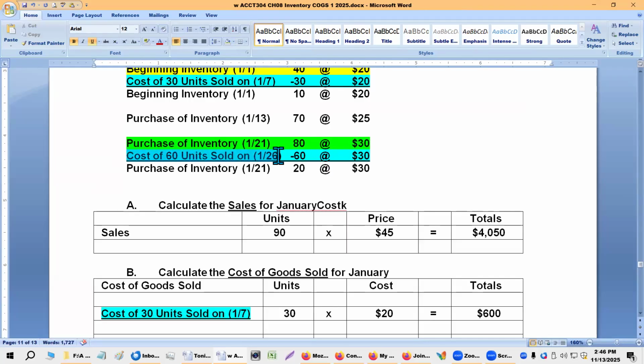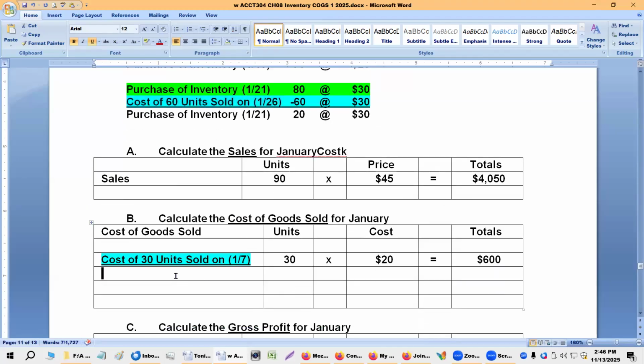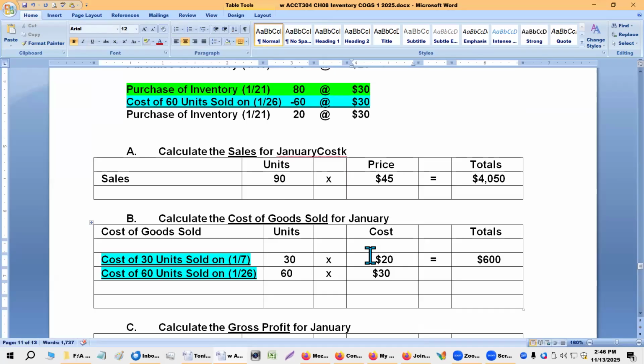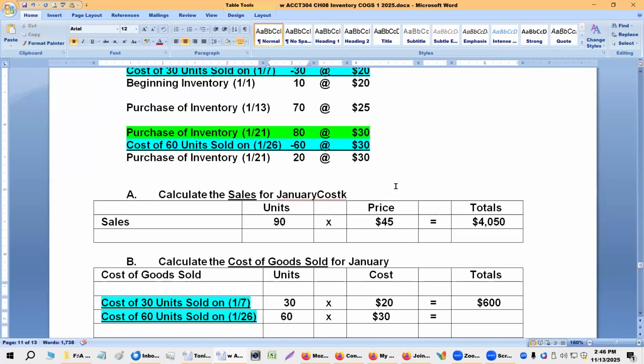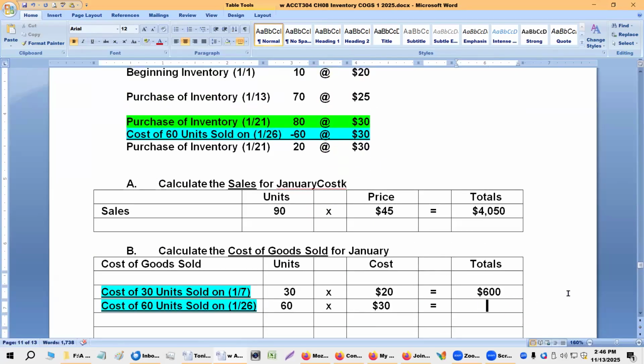Okay, so cost of 60 units sold on the 26th. We had 60. The cost on the 26th was $30 each. And that is an unfortunate coincidence. This 30 and this 30 are not the same 30s. I should have picked that up earlier. Okay, what's that, 1800? Pretty easy on the calculator.